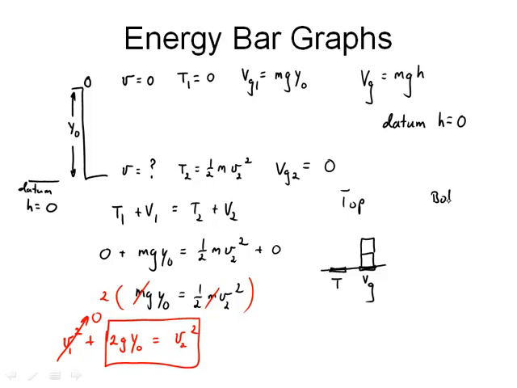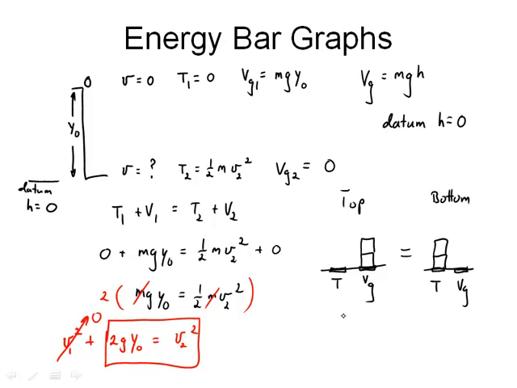At the bottom, there is going to be kinetic energy. The object is now moving. But because the datum is at the bottom, the potential energy due to gravity is equal to 0. And so at the bottom, I have 2 bars of kinetic energy. Why 2 bars? Because at the top and at the bottom, the number of bars of energy must be the same. Energy is conserved, so the number of bars needs to be the same.